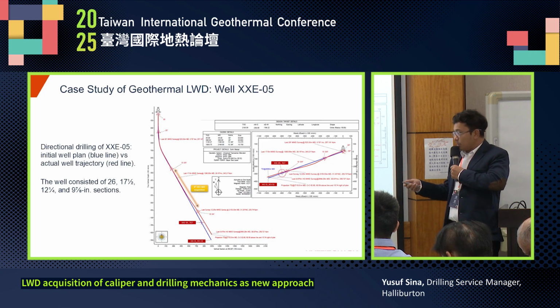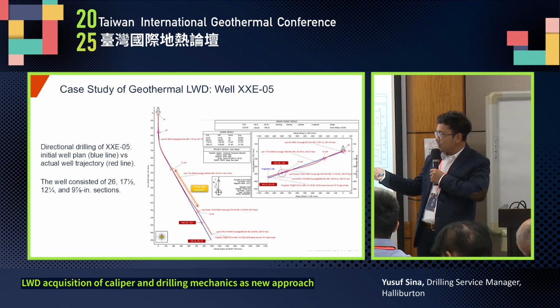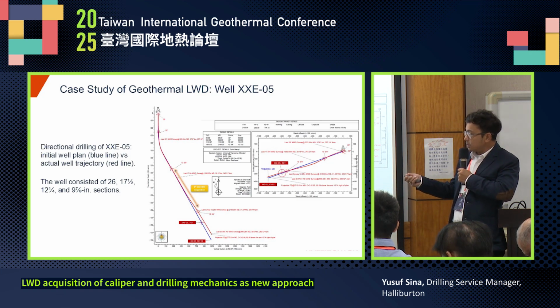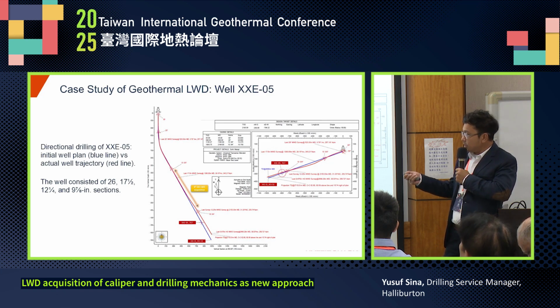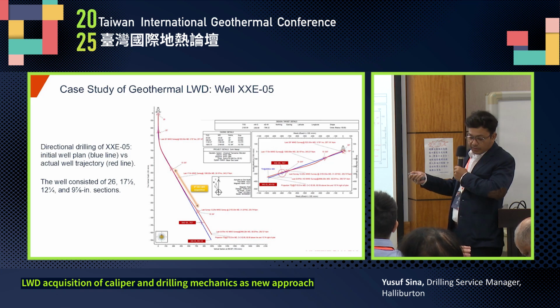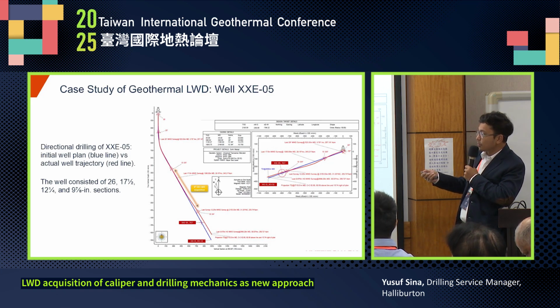Okay, speaking of the case study, this is the well architecture. We have four different hole sections, starting from 26 inch, and then we kick off with a 7.5 inch BHA up to 30 degrees inclination, and then we drilled with 12.25 inch here, and then 9 7/8 as the last hole section until TD.